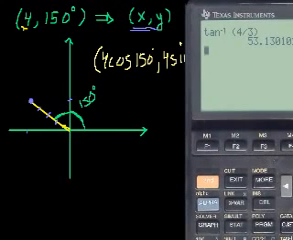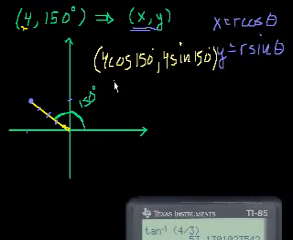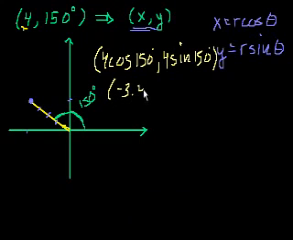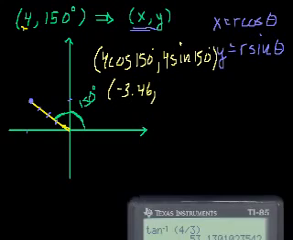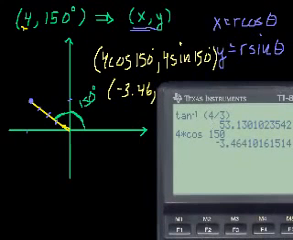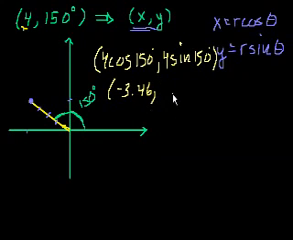So 4 times the cosine of 150. And make sure your calculator's in degree mode. You don't want it to think you're saying 150 radians. So that's minus 3.46. So the x coordinate is minus 3.46. And what is the y coordinate? It's 4 times sine of 150 degrees, which is equal to 2.